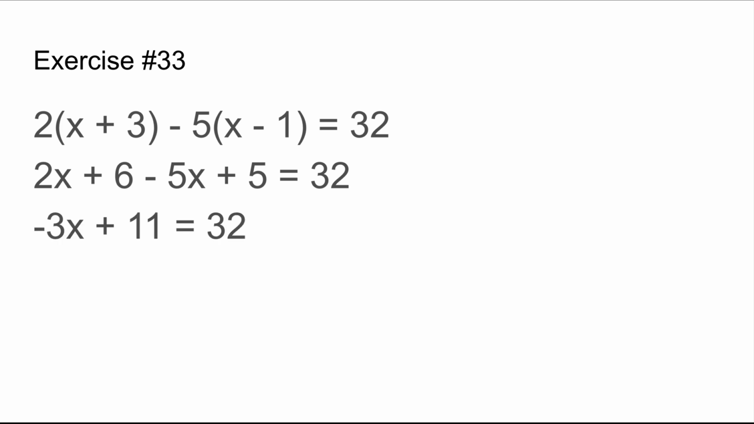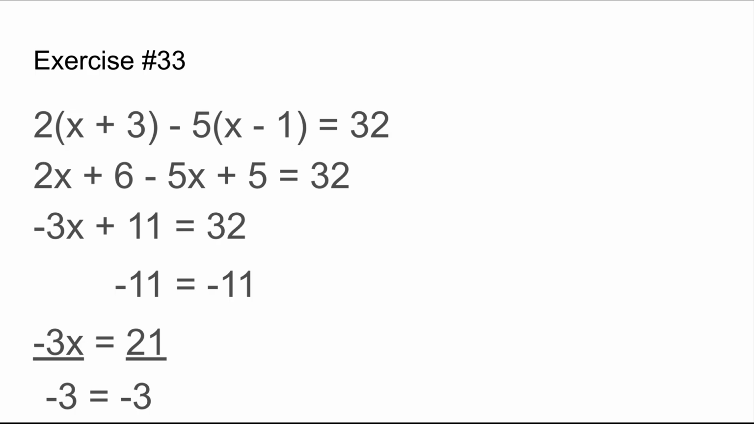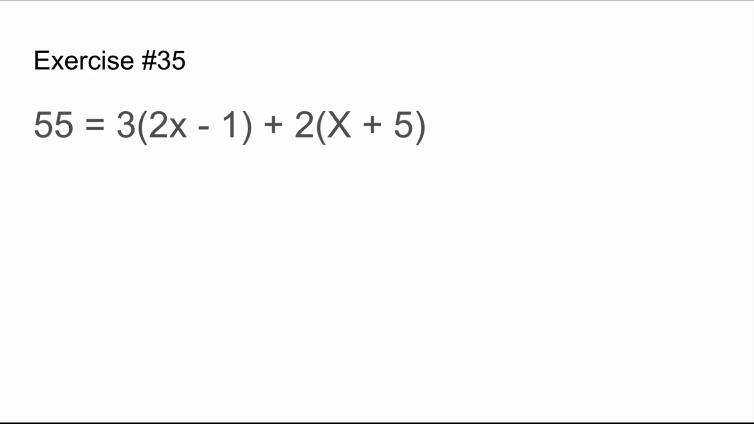Add our like terms. Negative 3x plus 11 equals 32. Subtract 11, both sides. Divide by negative 3, both sides. X equals negative 7. Number 35.